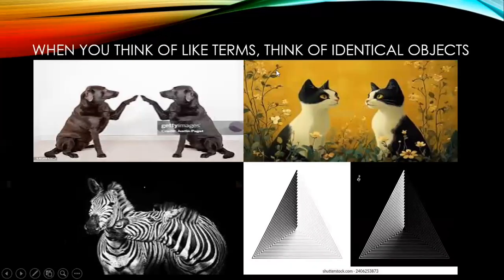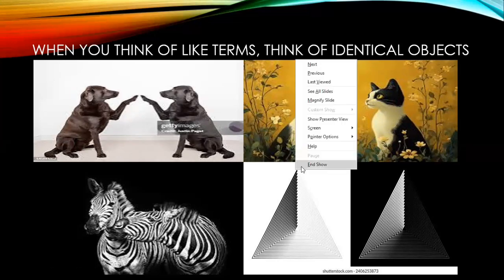Now, when you think of like terms, what should come to your mind is identical objects. Things that are the same, things that are identical. Now you can see these dogs here. Look at this cat, right? Look at this one, right? The zebra. Look at this shape as well. So they are all identical. So let's move.